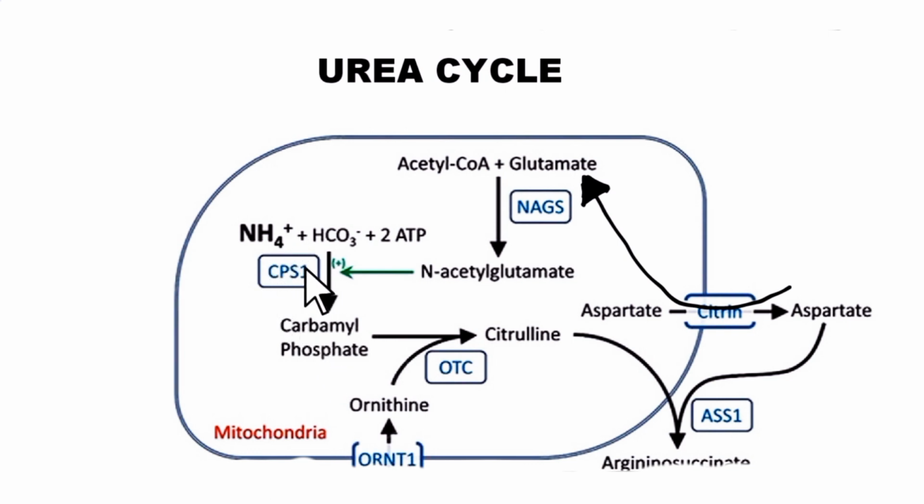Now, what's going to regulate this enzyme? Here we have this compound that we call N-acetylglutamate. N-acetylglutamate is going to activate the CPS1 enzyme. N-acetylglutamate is a compound made from acetyl-CoA and glutamate by an enzyme that we call N-acetylglutamate synthetase. This enzyme combines acetyl-CoA with glutamate to produce N-acetylglutamate. When it is produced, it is going to activate CPS1, and CPS1, when activated, is going to convert ammonium, bicarbonate, and 2 ATP to carbamyl phosphate.